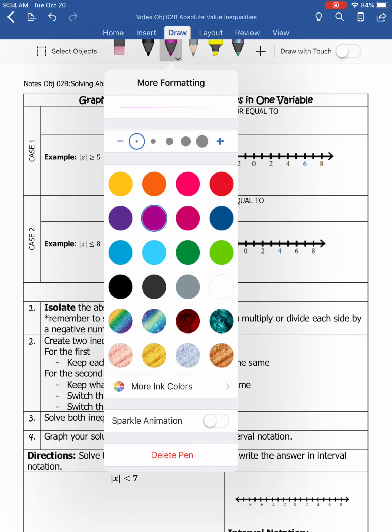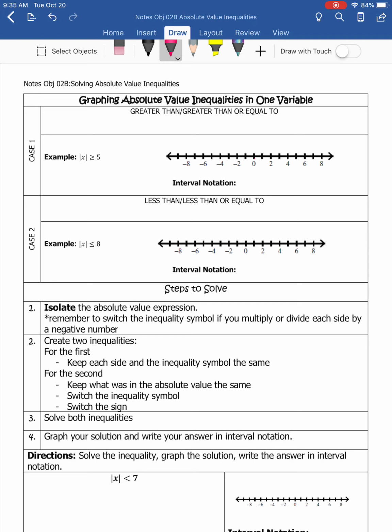So for this first problem, it says the absolute value of x is greater than 5. Now, absolute value is your distance from 0. Okay, traditionally it shifts left and right, but it's your distance from 0. So for this problem, it's saying, well, what numbers are greater than or equal to 5 spaces from 0? Well, I know 5 is exactly 5 spaces from 0. I know 6 is more than 5 spaces from 0. I know 7 is. I know 8 is. I know 9, 10, 11.